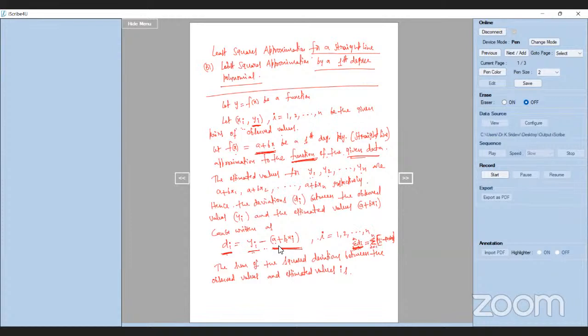Now take the square on both sides of this one. We will get summation i equal to 1 to n of d_i square is equal to summation i equal to 1 to n of (y_i minus (A plus B x_i)) whole square. This is the summation of the left side part and right side part, and we take the square on both sides. We will get it like this. Give equation number 1 for this one.